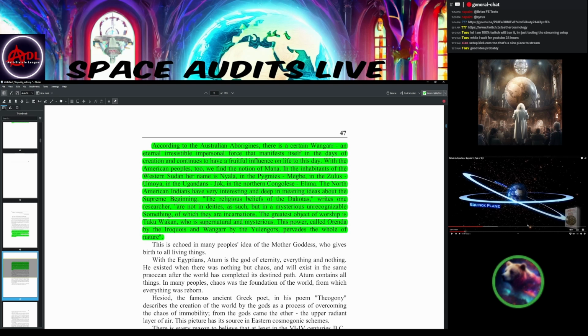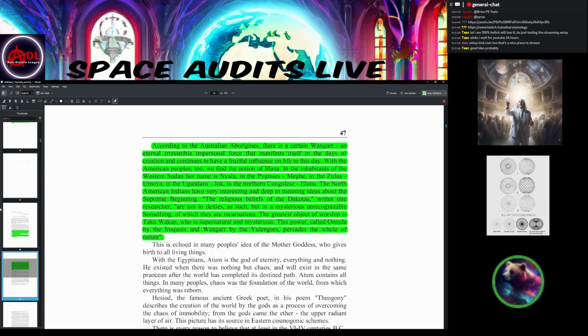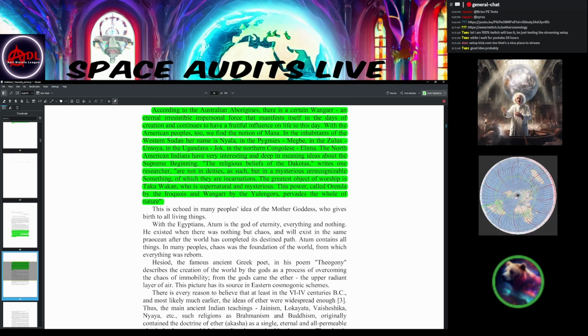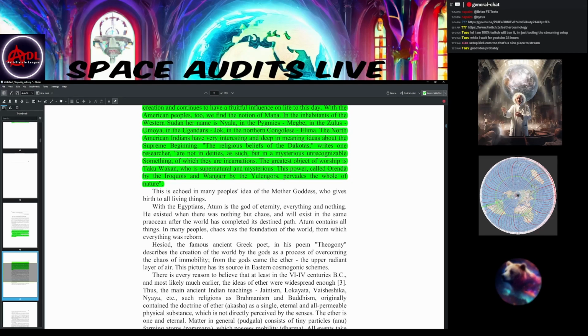So all of these cosmologies were also flat earthers, if I'm not mistaken, or they were all enclosed dome cosmology people. So yeah, they all knew the Earth was fixed and that there was an ether. That there is an ether.